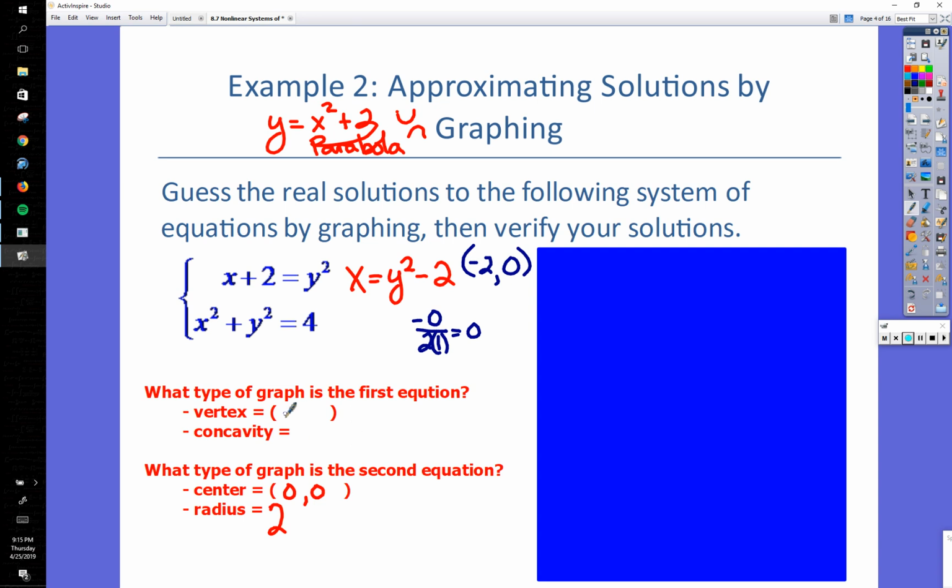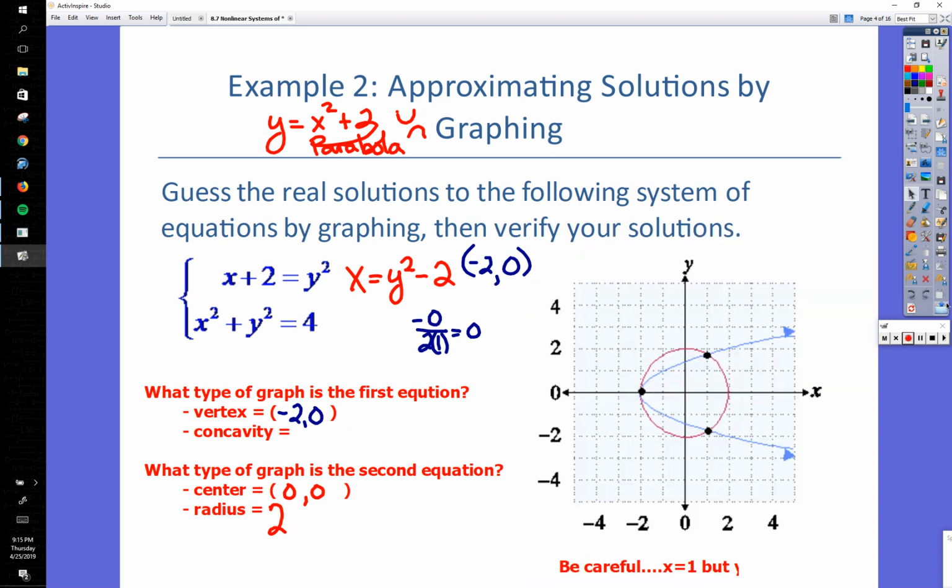And so my vertex on this one is simply -2, 0. And that's going to make sense. We have that shift to the left, we said. And so you can identify that right here. So you see the blue parabola went from the origin over left 2. Okay, so -2, 0, that's my vertex.